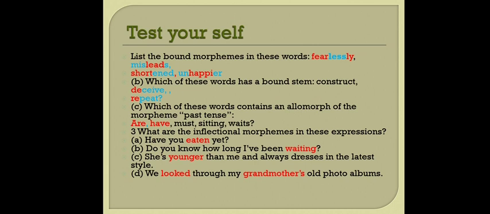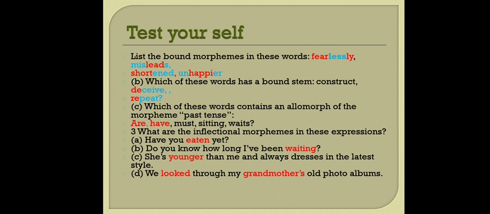So less is a bound morpheme in fearlessly. Less, ly, they are both bound morphemes. Mis is a bound morpheme. Lead is a free morpheme. S is an inflectional morpheme. It is also a bound morpheme. So short, free morpheme. And shorten, bound morpheme. Ed, bound morpheme. Un, bound morpheme. Er, bound morpheme. Which of these words has a bound stem construction?